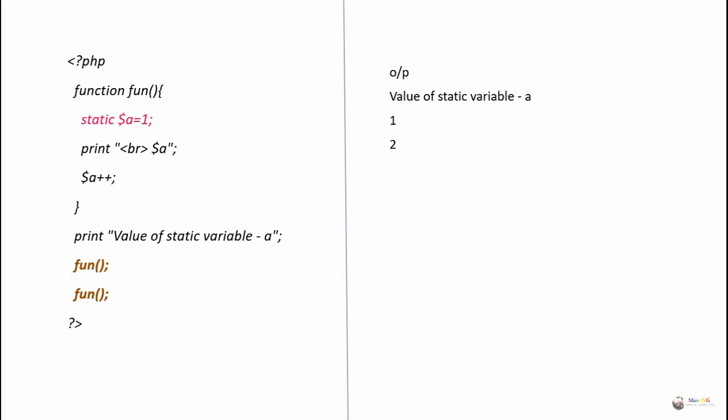Next time, suppose we call the function once again, it will print the value of a as 3 and a will get increased to 4. So a static variable will preserve its value even after the function execution completes and exits. Still it will preserve its value. The second time the function is called, it can retrieve the previous value of that static variable.